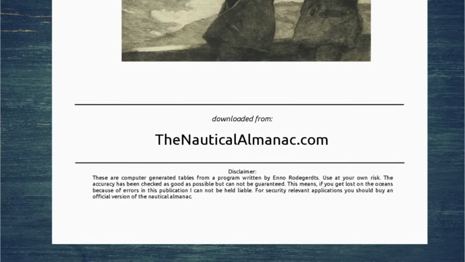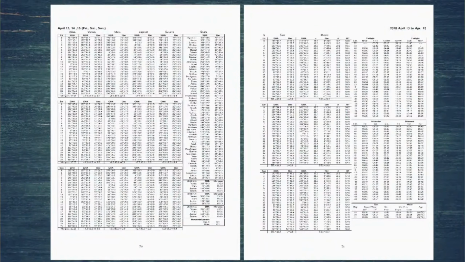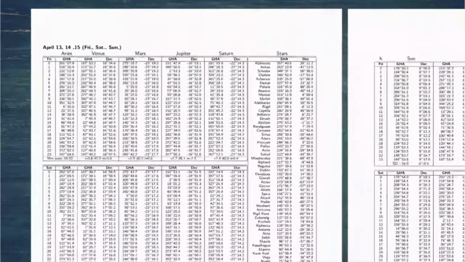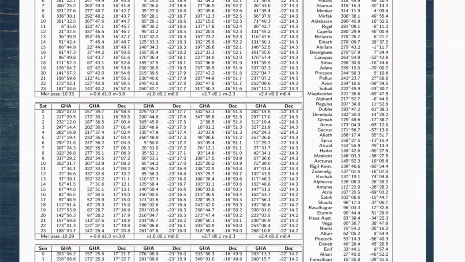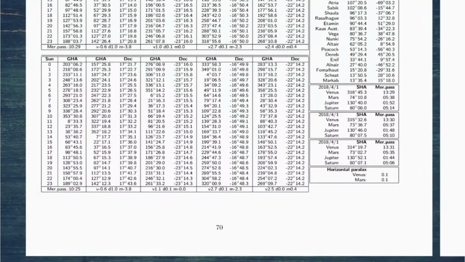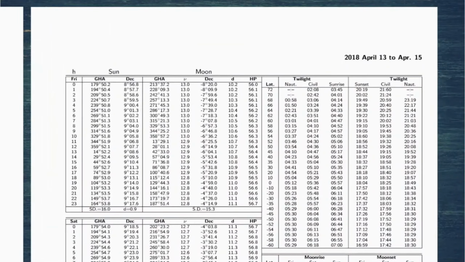Once you've got yourselves a copy, we're going to head across to pages 70 and 71 for today's example. Now, these are the daily pages covering April 13th, 14th and 15th. Page 70 is the left-hand page, and that details planets and stars, as well as Aries, but we're interested in the right-hand page, page 71, which has the details for the Sun and the Moon.